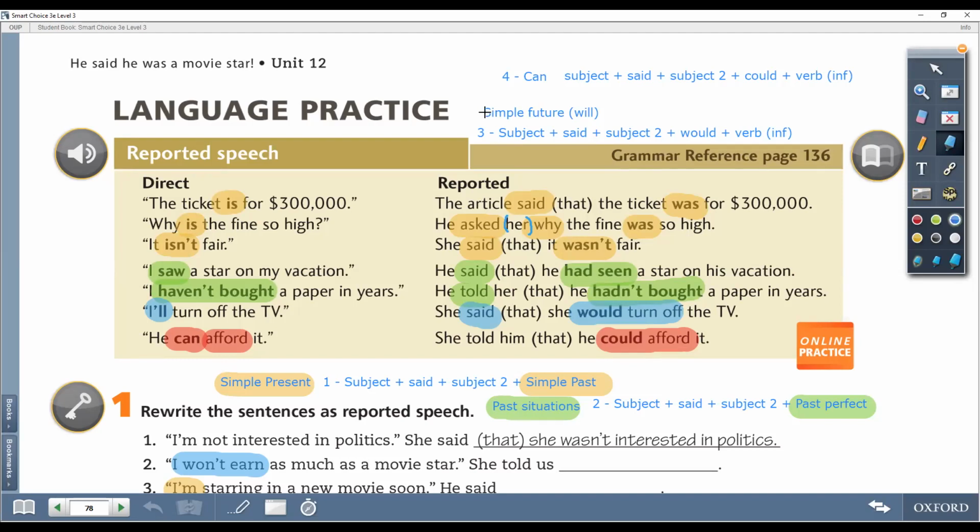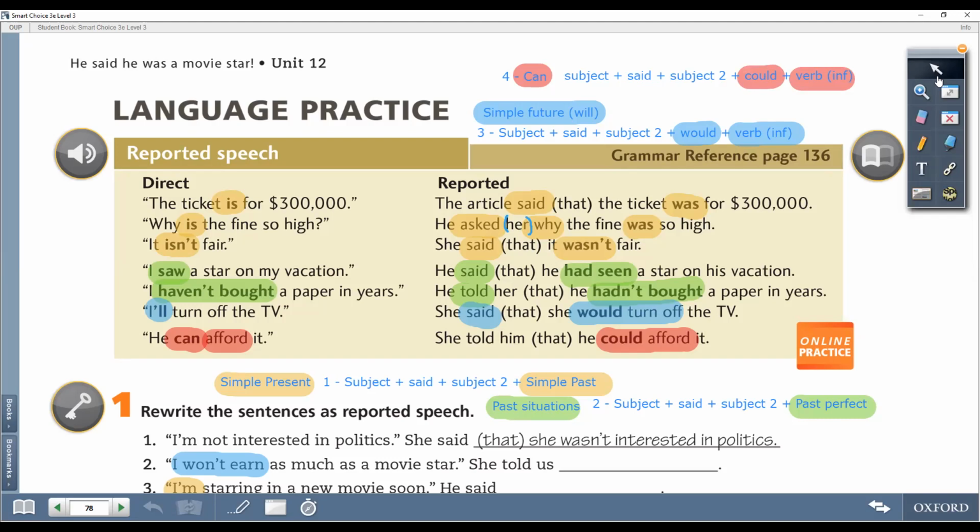Okay, so here, simple future with will. What happens? I have to put the verb would and then the verb infinitive. Okay, would turn off. So he said he would turn off. Okay, and what happens if I use the modal verb can? If I'm reporting a sentence with can, then I have to change the verb for could and then use a verb in the infinitive form.